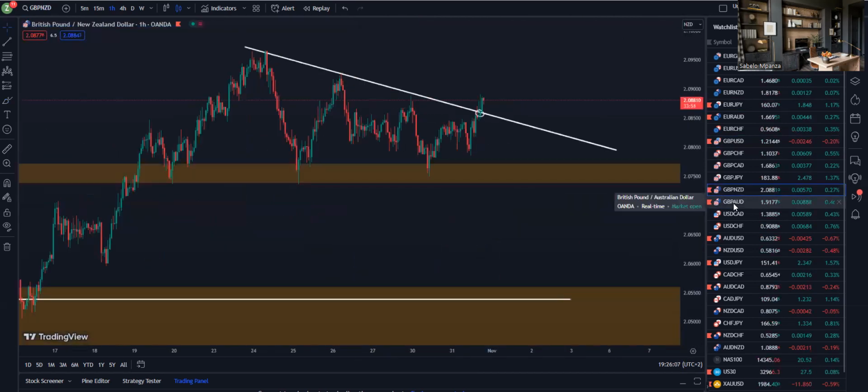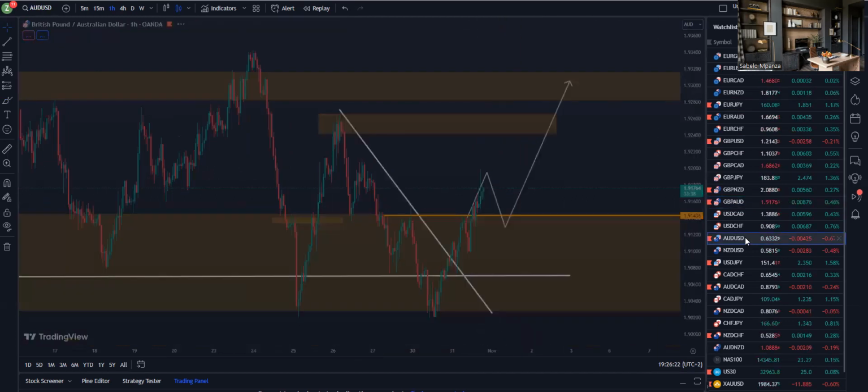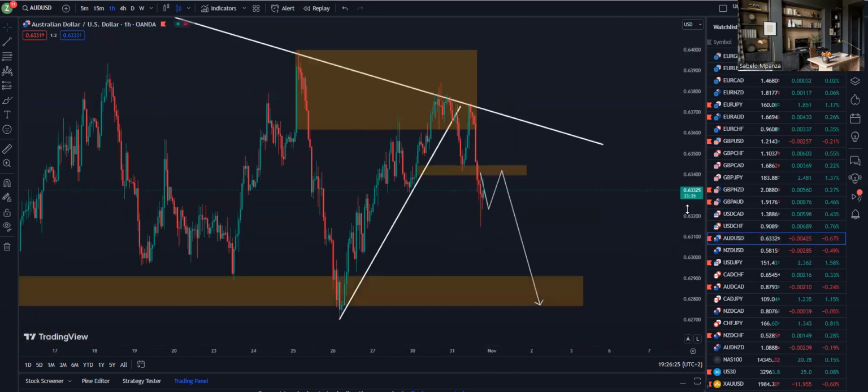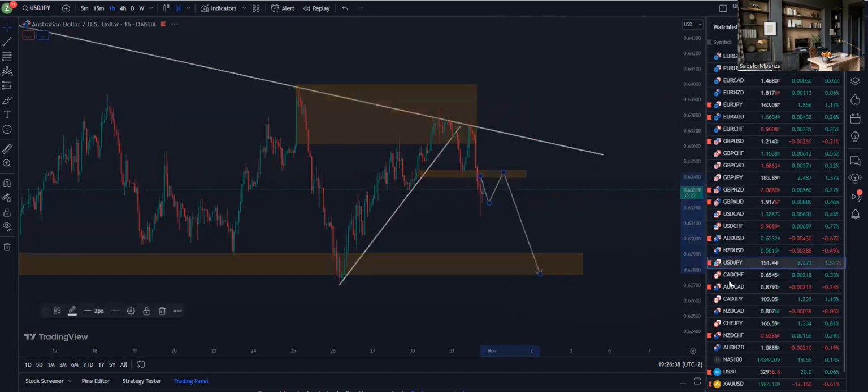GBP NZD, nothing there. GBP AUD, once we get a nice pullback with an entry pattern here, a small bullish engulfing, then I will take it. Euro AUD, AUD USD, we got a breakout. Tomorrow I'll be waiting for a pullback with an entry confirmation. But if I don't get an entry confirmation, I won't be selling it.